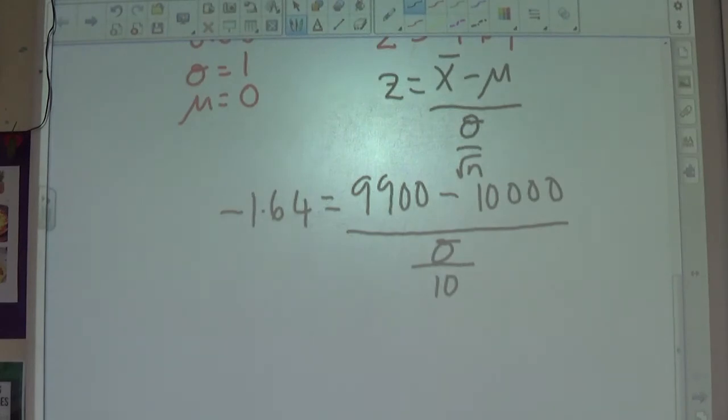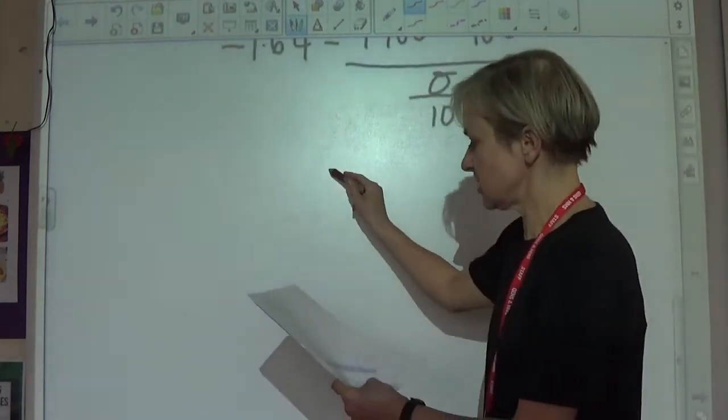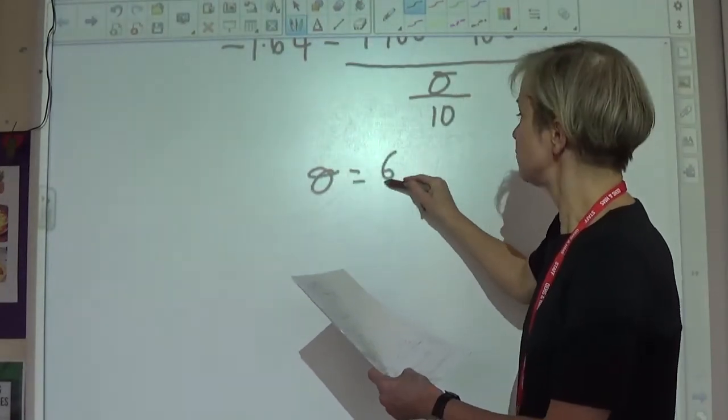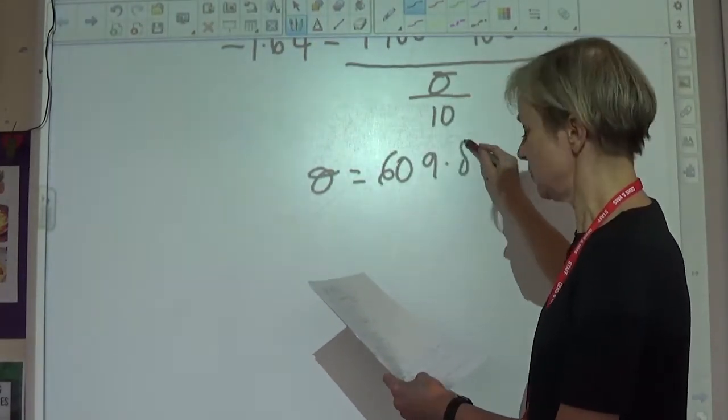And all you're going to do is rearrange that algebraically. You don't need me really to do that for you. You are going to get sigma is roughly 609.8.